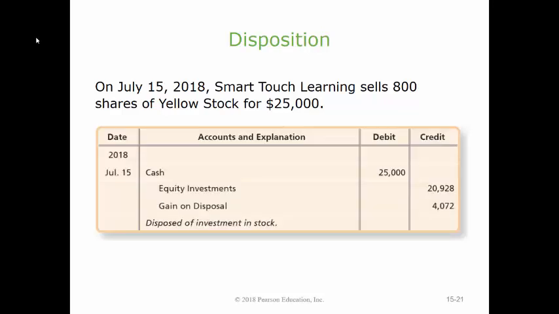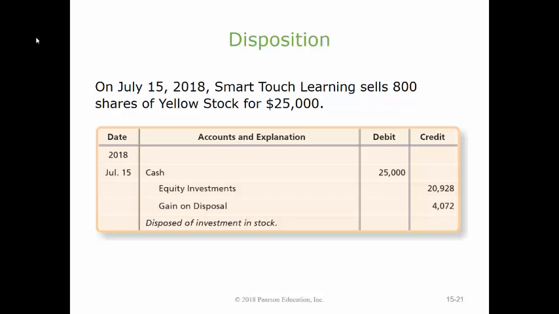So the journal entry overall to record the sale of an investment which you had previously purchased for a profit is a debit to cash for the amount that you're receiving, in this case $25,000. A credit to equity investments to remove that investment from your books at the basis of that stock, which again is usually, if you're profitable, at a price less than the amount that you're receiving, $20,928 in this case. And the difference goes into your gain account. The slide calls it gain on disposal.